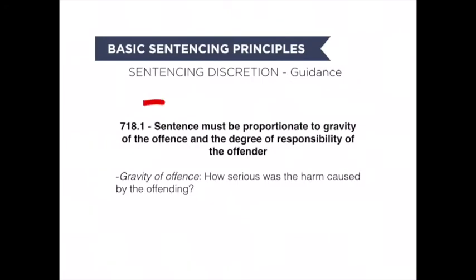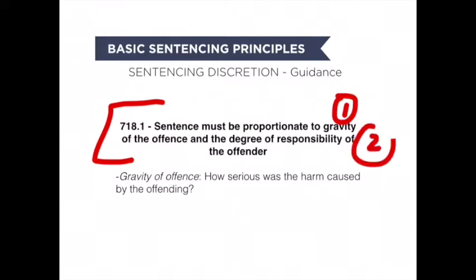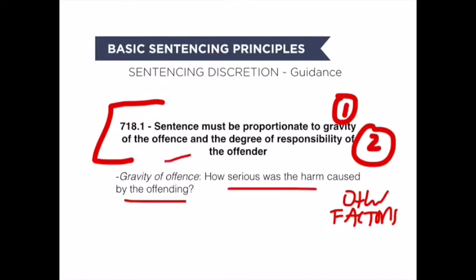So let me be clear, these are the main controlling factors. 1, gravity of the offense. 2, the degree of responsibility. The Supreme Court has held that they are not exclusive, so I'm going to get into and explain what they are, but I'm going to tell you that you will find other factors that can affect a person's sentence that have nothing to do with the gravity of the offense, which is how serious was the harm caused by the offending, or the degree of responsibility of the offender. Meaning, as I'll get into, all the things that cause the person to do it, whether they intended to cause the harm, etc.